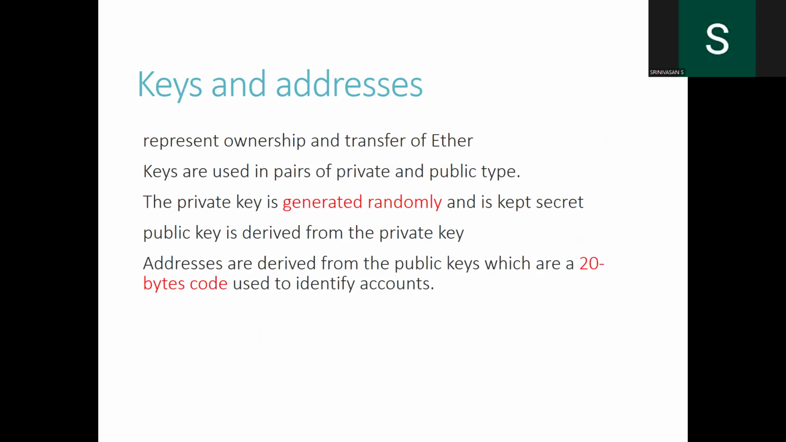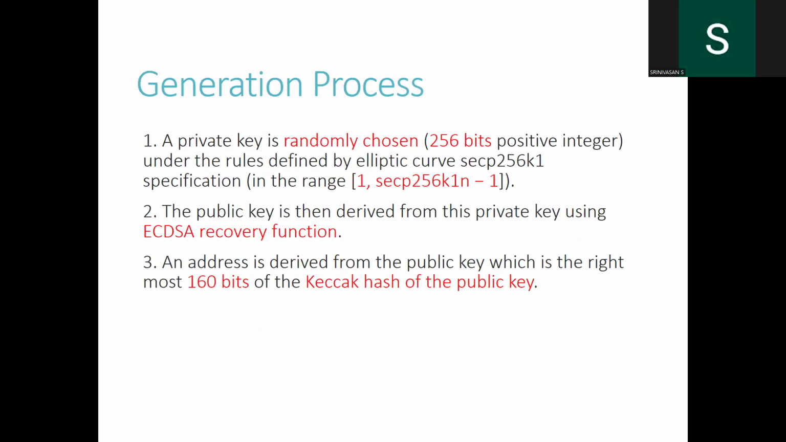Keys and addresses represent ownership and they are essential to transfer Ether. Keys in the Ethereum network are usually in pairs of private and public types. The private key is generated randomly and it is kept secret, and it is important for generating transactions. So we sign the transaction using the private key. The public key is derived from the private key. Addresses are derived from the public keys, which are 20-byte codes used to identify Ethereum accounts.